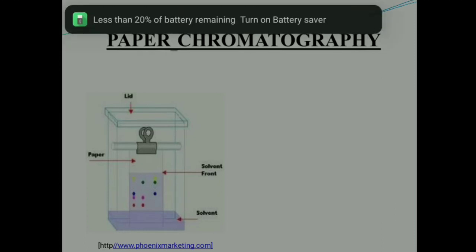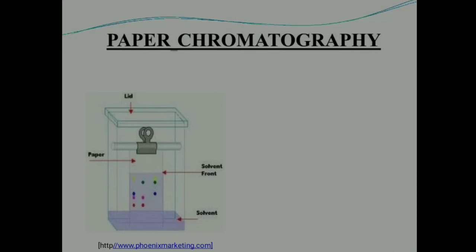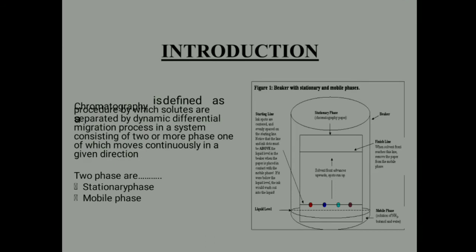So this is the setup for paper chromatography. Chromatography is defined as the procedure by which solutes are separated by a dynamic differential migration process in a system that consists of two or more phases, one of which moves continuously in a given direction. The two phases are the stationary phase and the mobile phase. As in the figure given, you can see a beaker with the stationary and the mobile phase.